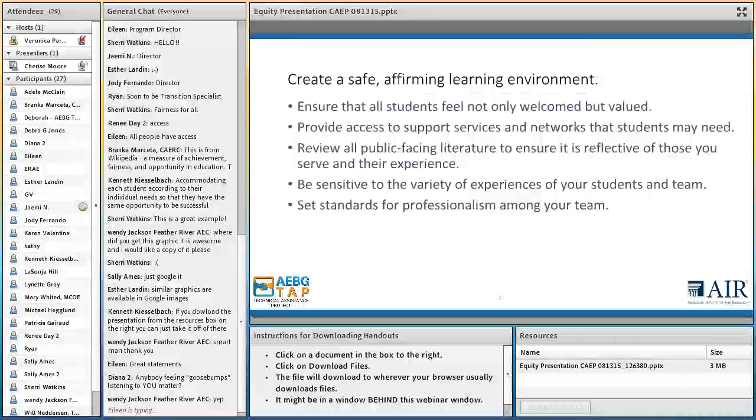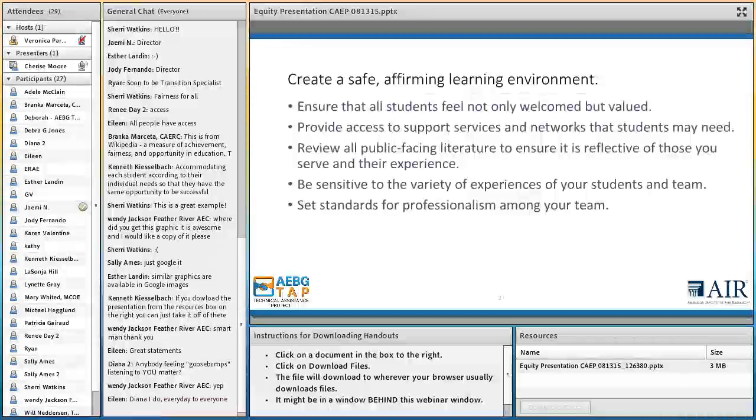So when you have the opportunity as leaders, be cognizant of even those small decisions, being sure that your public facing literature reflects the students you have and their experiences.